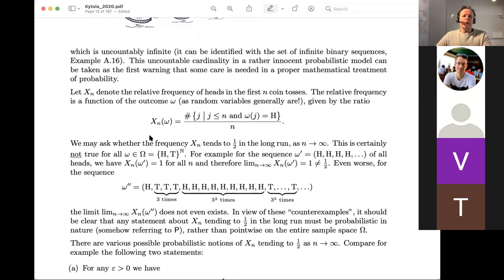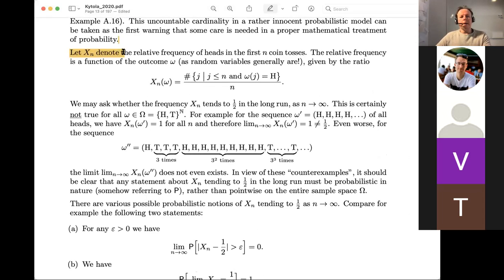We could ask, if X_n denotes the relative frequency of heads, that's how we could write it. It's the function that maps an infinite sequence omega to a number. We count how many j's, among the first n, result in heads, and then we divide by n. So this is the fraction of heads in the first n coin flips. This is a map from big omega to the real numbers, and this is what would be a random variable.